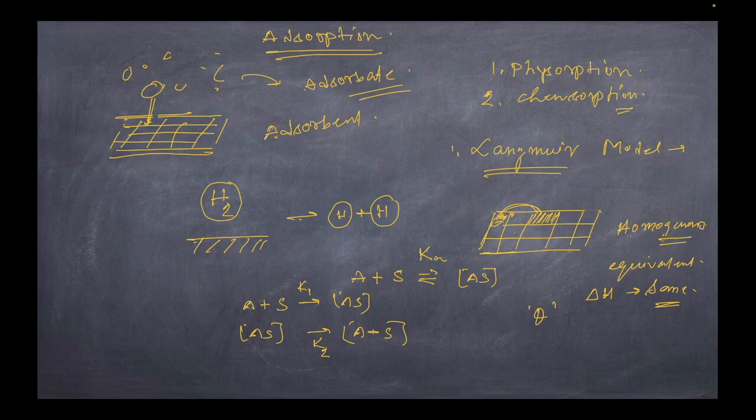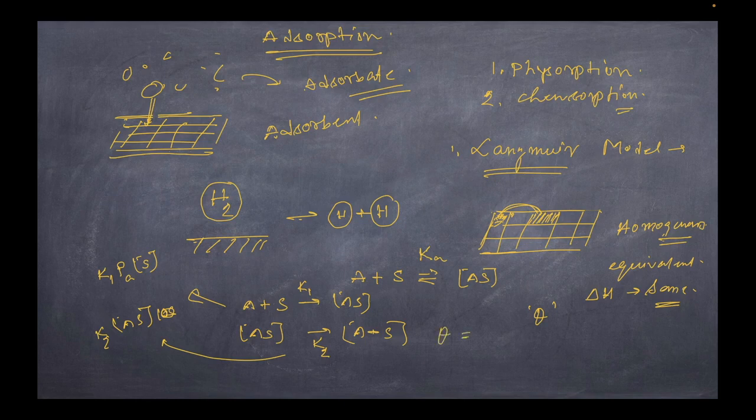Now in this case the rate will be equal to K1 times the adsorbate concentration, which is the partial pressure here, so K1 times PA times the concentration of the surface site, that is the number of surface sites present per meter square. Now for the reverse, it will be equal to just K2 times the AS complex. From these two expressions we can compute the surface coverage theta.